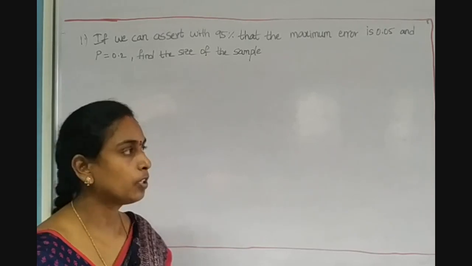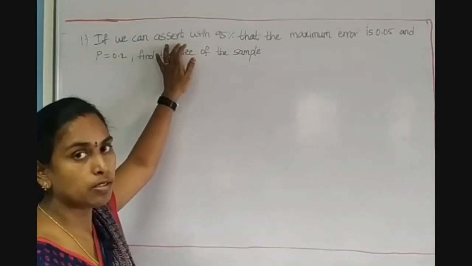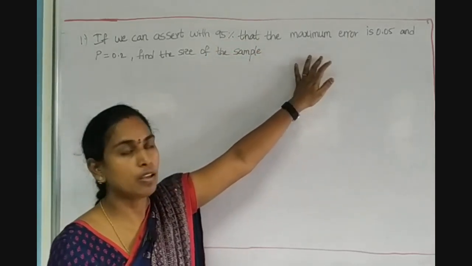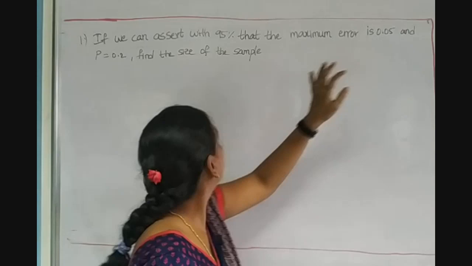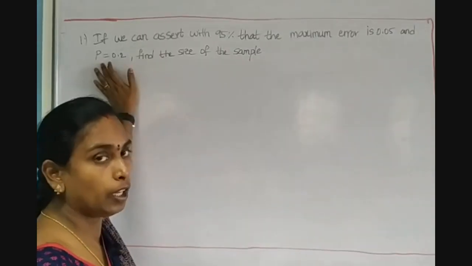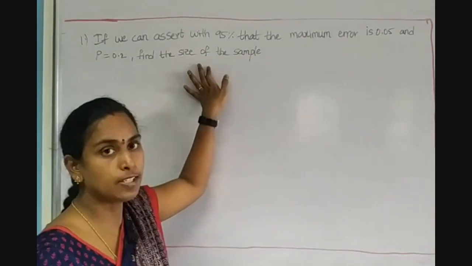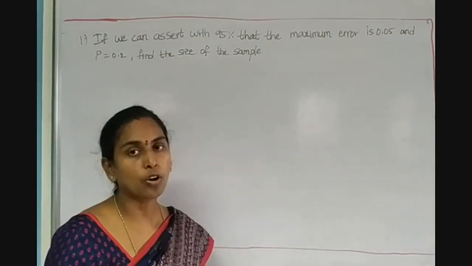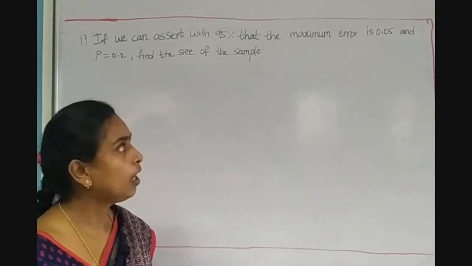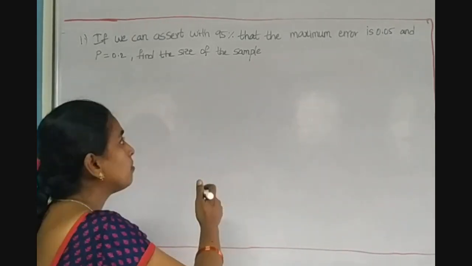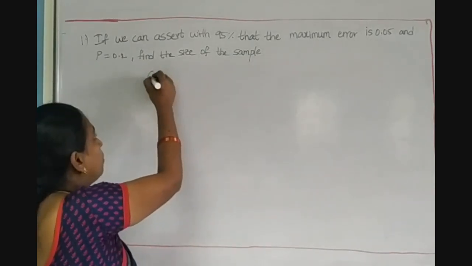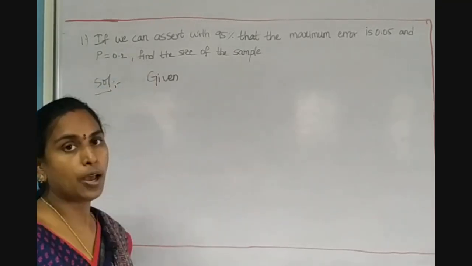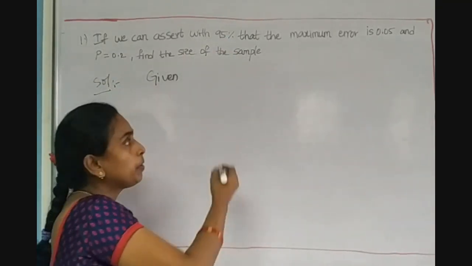Let us see one problem on this. If we can assert with 95% confidence that the maximum error is 0.05 and P, capital P, equal to 0.2, find the size of the sample. Here they have given the confidence as 95%, maximum error as 0.05 and P equal to 0.2.